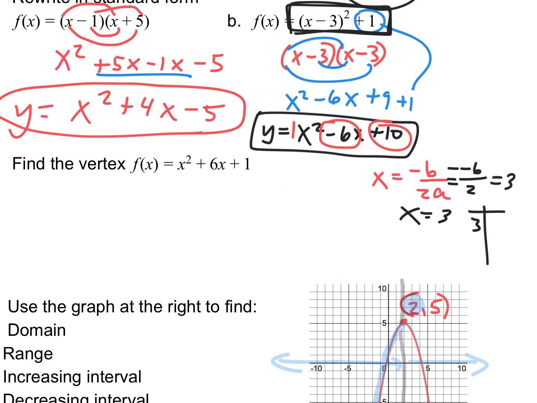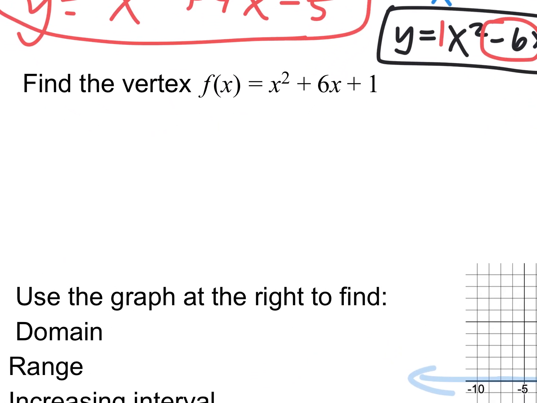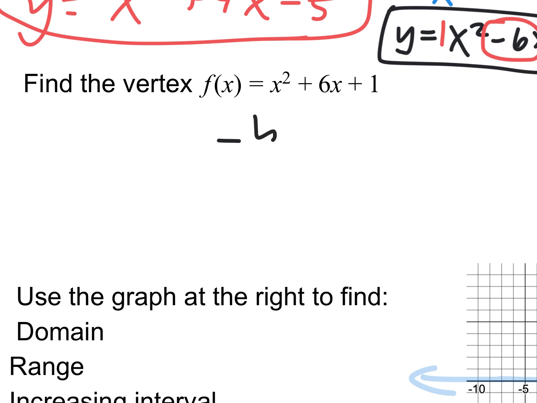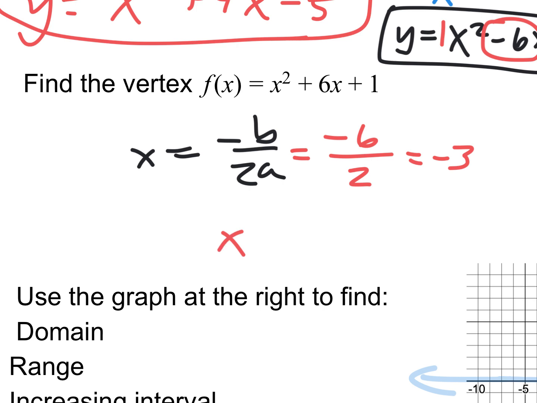They didn't say you had to. Okay, for here, to find the vertex, negative b over 2a. And that's x, remember. Don't forget the x equals. And now it's negative 6 over 2, which is negative 3. So x equals negative 3 is the axis of symmetry.